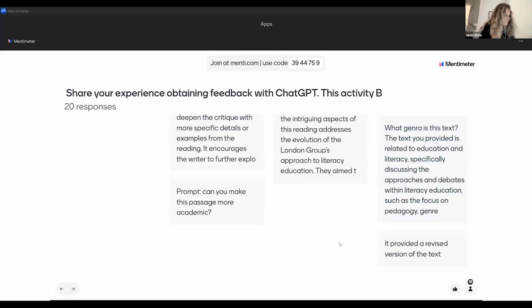Invite students. Can you make this passage more academic?